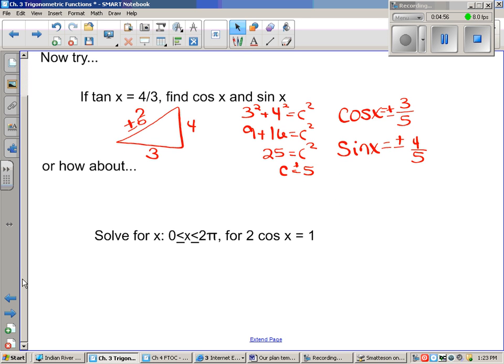All right, lastly, because this does show up in our packets on the next day, I'd like you to give this one a try and think about how to do this for tomorrow's class. I don't really want to do it for you, but I'd like you to take this question. Solve for x, 0 to 2 pi, for 2 cosine x equals 1. My only hint to you is to get rid of that 2. And from there, I'd like you to solve this question for tomorrow's class.